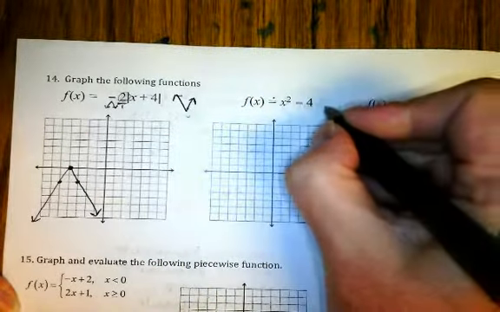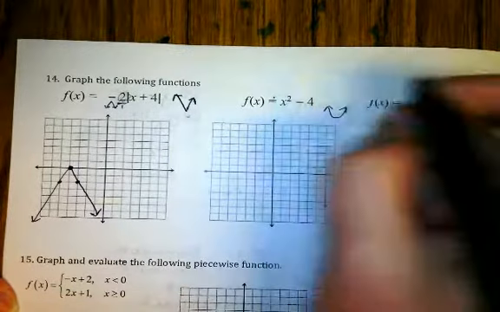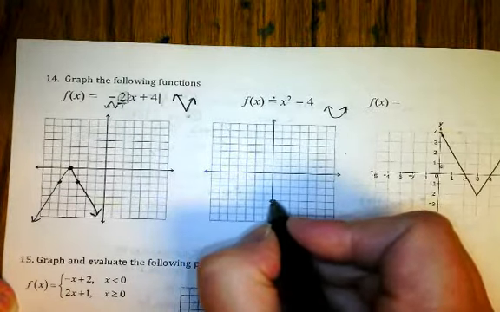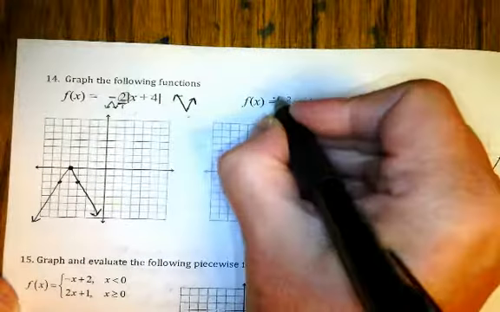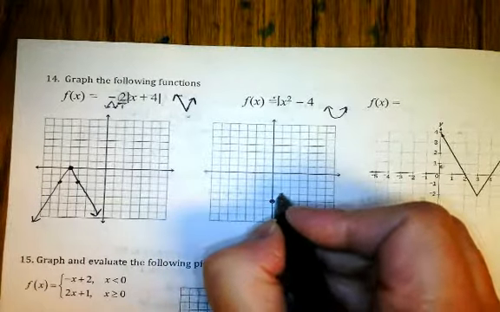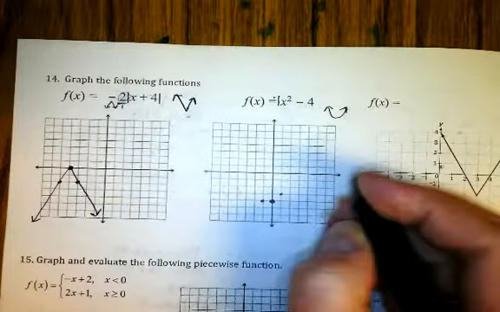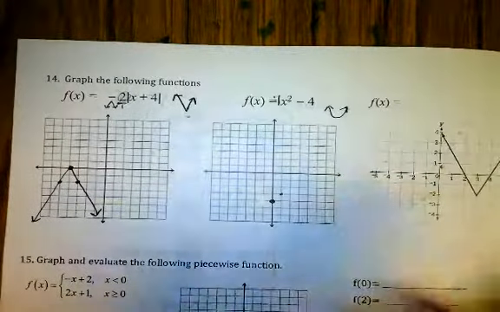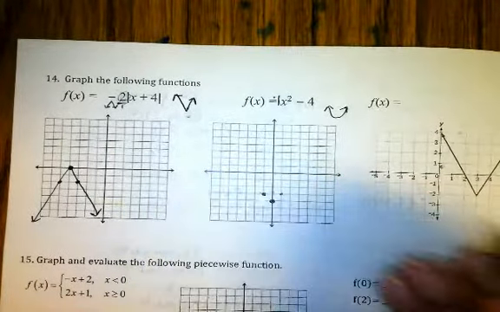Okay, now this one, I know that it's going to look something like that. I know it went down 4 from 0, so right here would be my vertex. And then, because there's a 1 here, for this one part of the graph, I can go up 1 over 1, up 1 over 1. Oops, I did not go up 1 over 1.